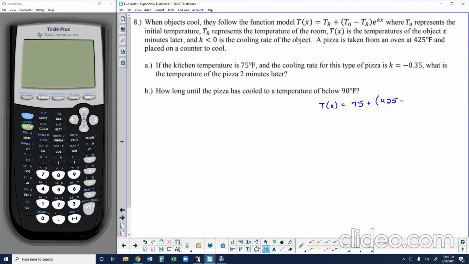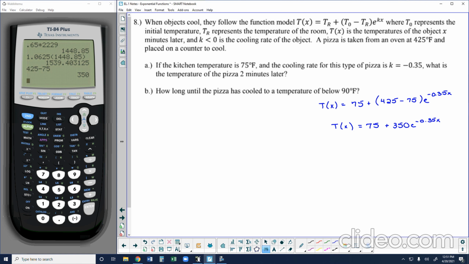Then we are going to subtract T sub r, which is the temperature of the new location, the kitchen, which is 75, and take that result times e, we see Euler's number here, to the kx power. So k is negative 0.35, so this would be e to the negative 0.35 power. If we want to simplify this, we can do 425 minus 75. So T of x would be 75 plus 350 e to the negative 0.35x power.